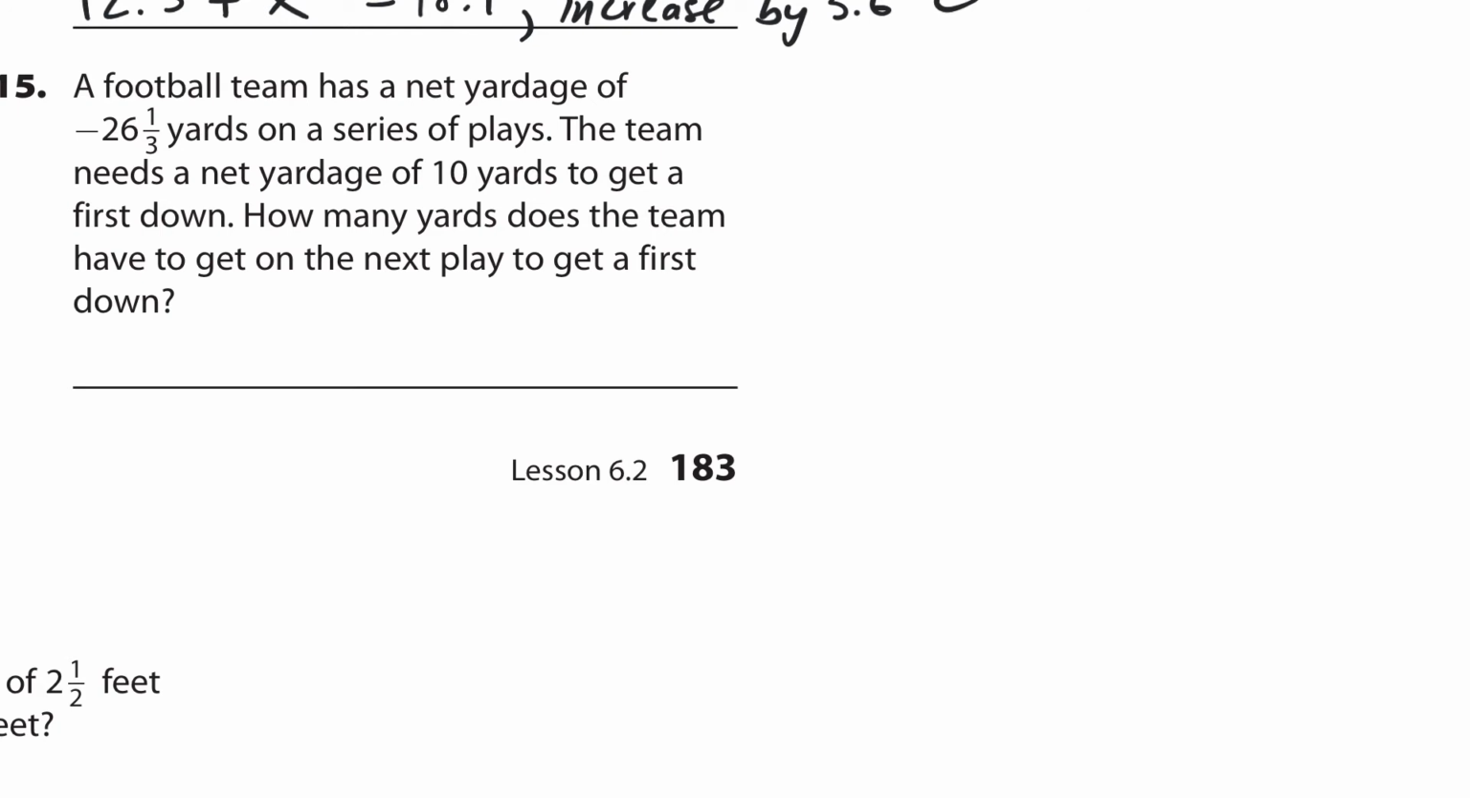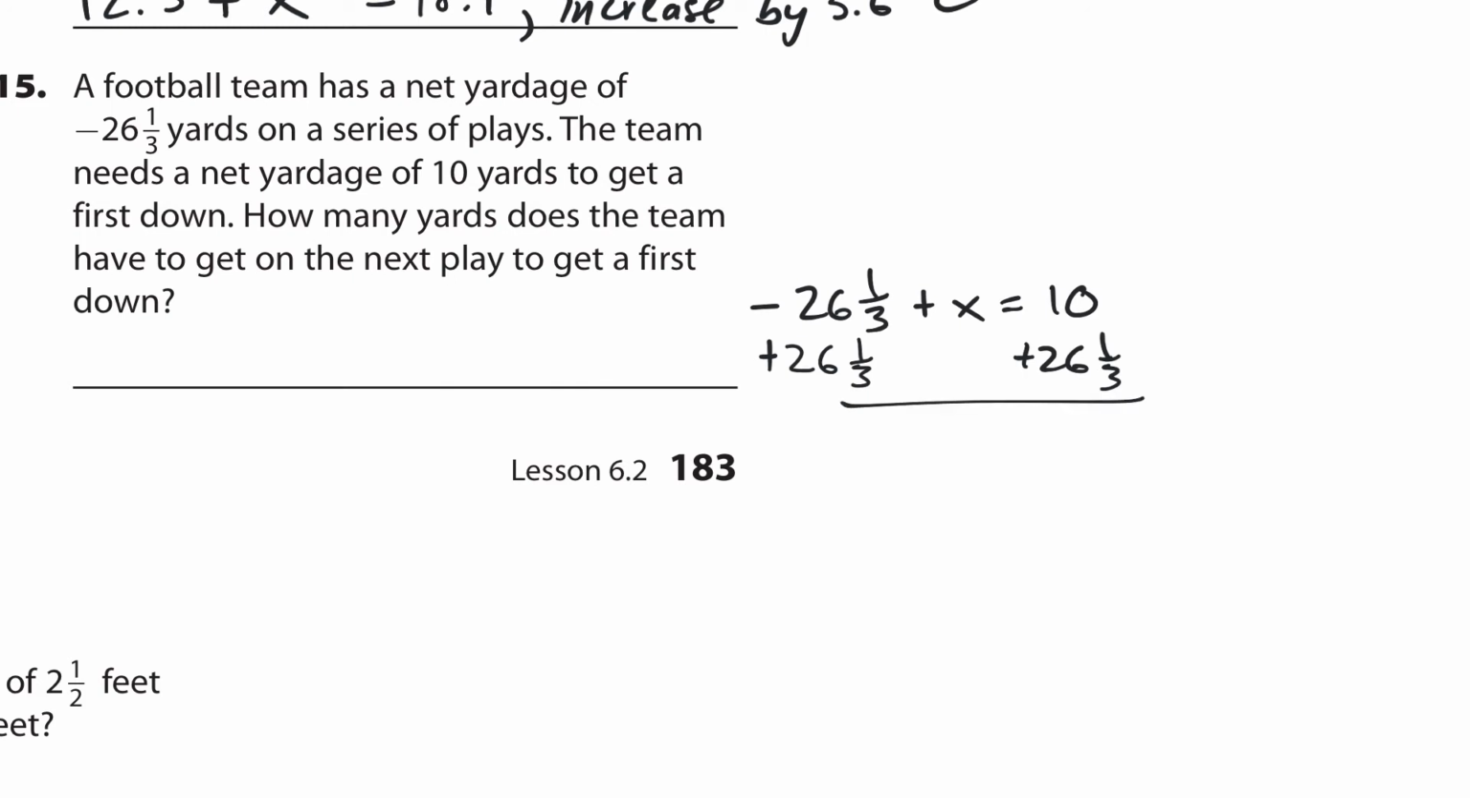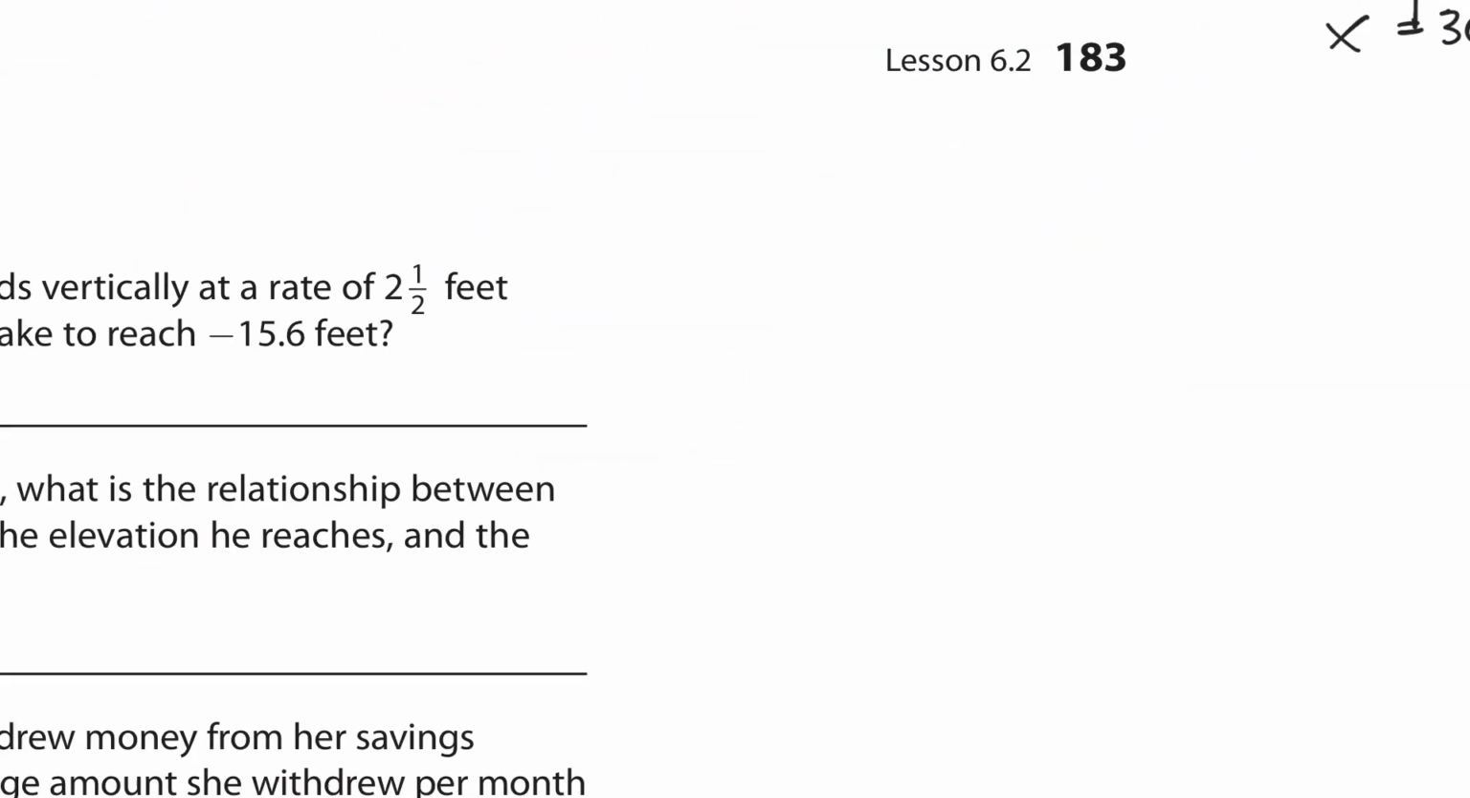So let's see. They have negative 26 1/3. They need to add something to get to 10. Let's add 26 1/3. This is going to be easy. X is equal to 10 plus 26 1/3 is 36 1/3 yards. So 36 1/3 yards. Okay, on to the next problem. That's for the next page for you.